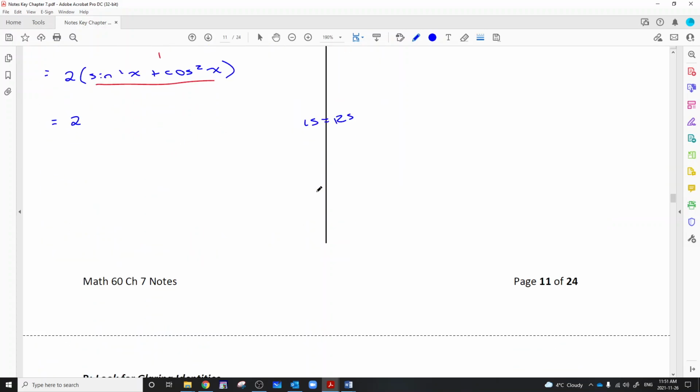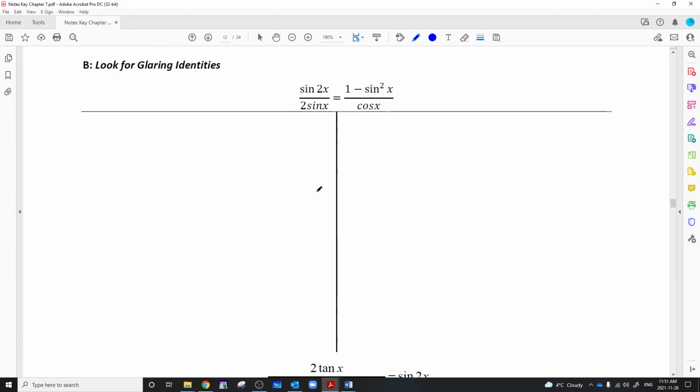It's nice to just get that feeling of, yes, I did it. Okay, so the next trick is looking for glaring identities. Like I said, it was kind of hard to do one and then the other, so these two do go together. So here we go again. Glaring identities: look, sine 2x. On the left-hand side, I've got a sine 2x, which is glaring because it's a 2x and not just an x. So I'm going to replace it with 2 sine x cos x.